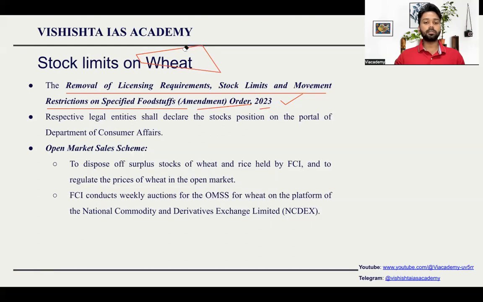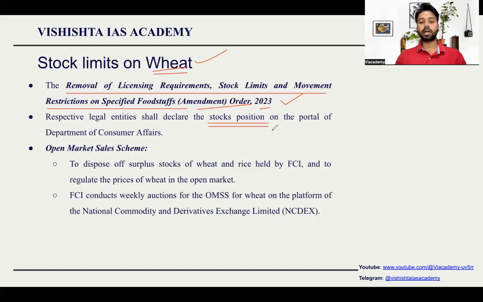So no one can misuse this and have a lot of product in their hand, so that whenever the rate increases, they can sell it. So that is manipulation. Such things should be avoided, and that is why we have passed this order. So respective legal entities shall declare the stock position.